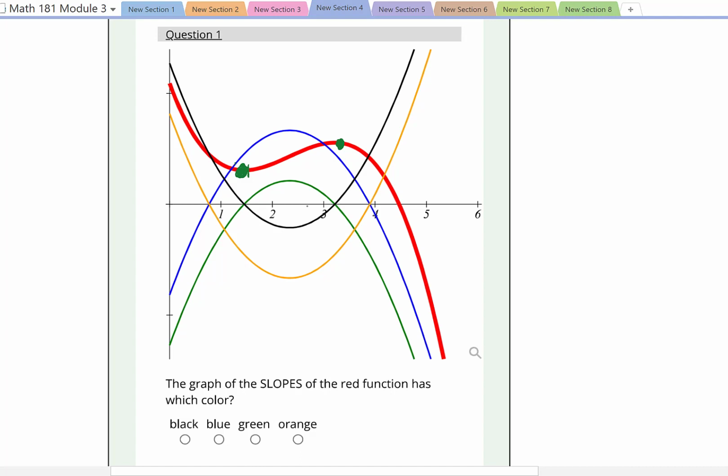And what do I see? Looks like the green one is negative and it crosses around the same place that it bottoms out, and then it crosses again there. So anything else I should consider? We know we're positive here. Which graph of the slopes of the red function has what? The graph of the slopes of the red function. I'm going to go with green for this one.